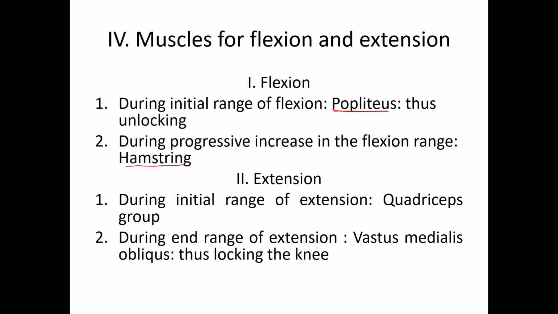When we are talking about extension, from 135 degrees or 90 degrees of flexed knee, when you decide your knee to go into extension, initially the quadriceps comes into action. In the last 20 to 30 degrees of extension range, the locker of the knee, that is your VMO, comes into action. So these are the muscular actions for flexion and extension and your screw home mechanism.